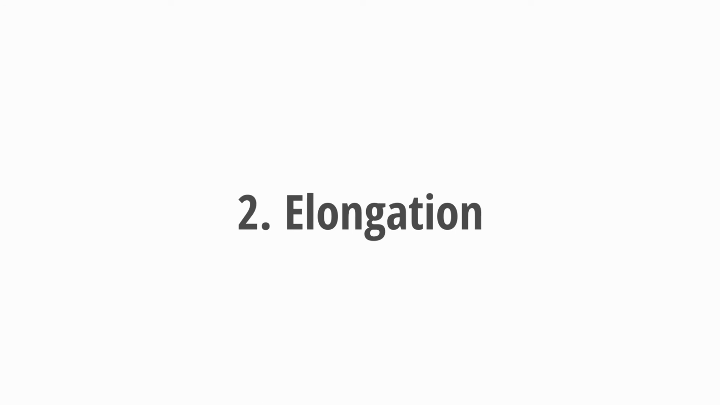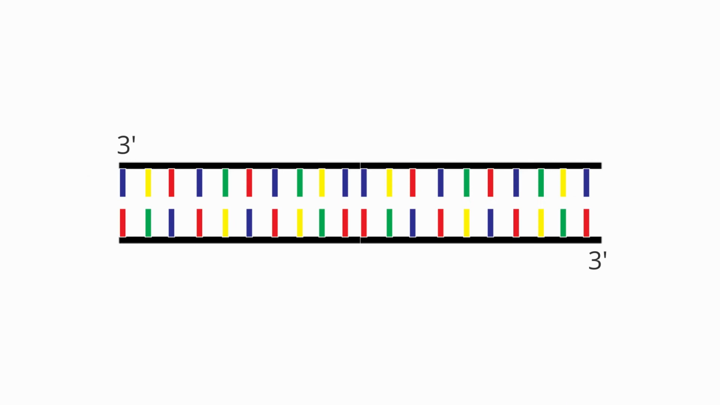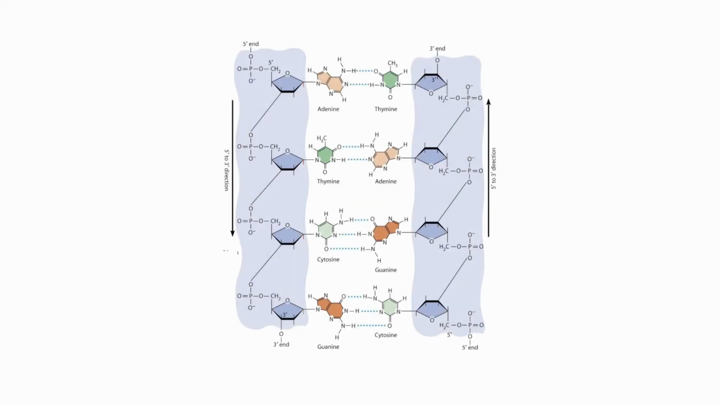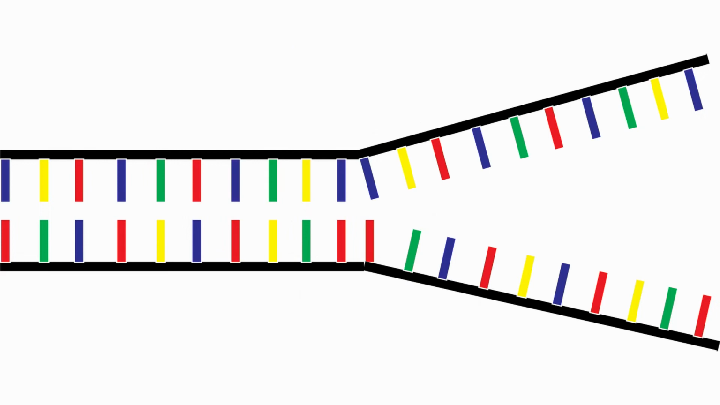Next is the elongation phase. DNA has a 3' end and a 5' end. The 3' end essentially has an OH as its last group, while the 5' end has a PO4 as its last group. Remember that these DNA strands are anti-parallel. That means that one side is 5' to 3', while the other side is 3' to 5'. Also keep in mind that DNA is always synthesized from 5' to 3'.